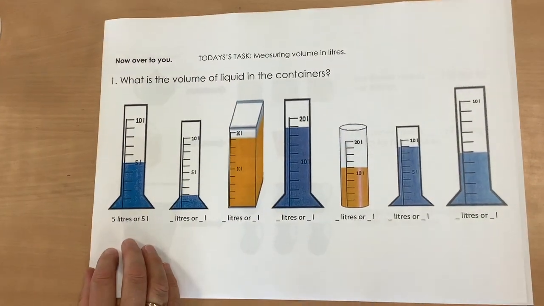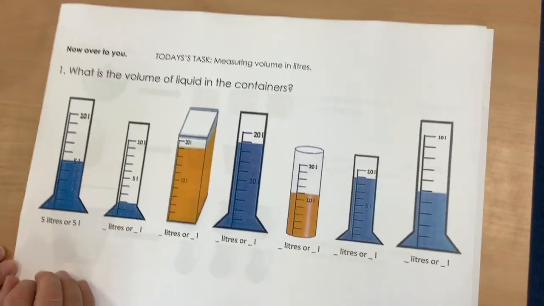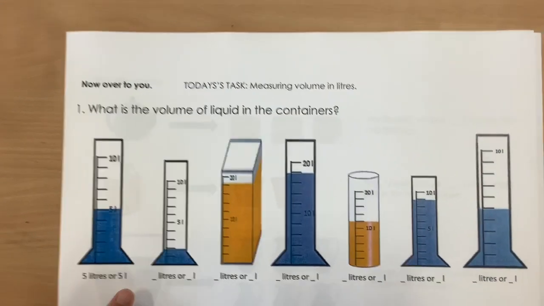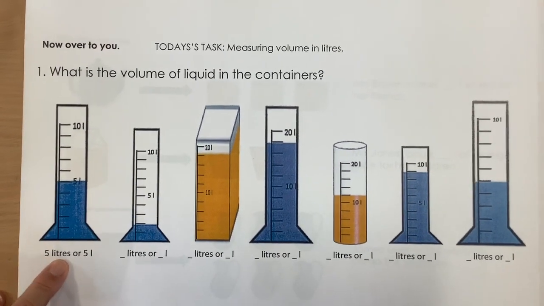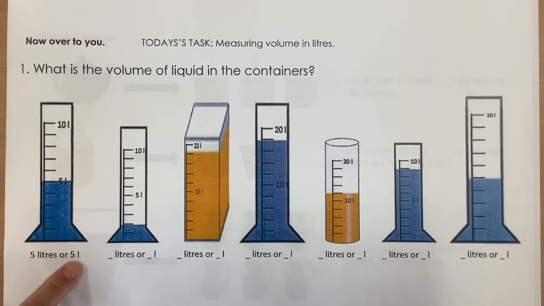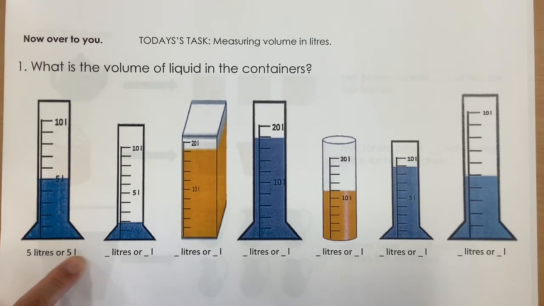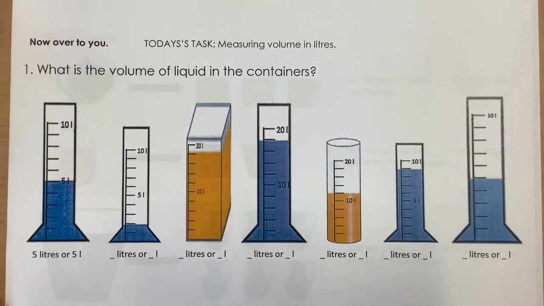So today's task is looking at the volume of liquid in the containers. I've done one here for you to show you how I'd like you to present it. So it's written as 5 litres or 5L. And again, remember, we would say that as 5 litres. I'm just saying that to describe how we've got it.